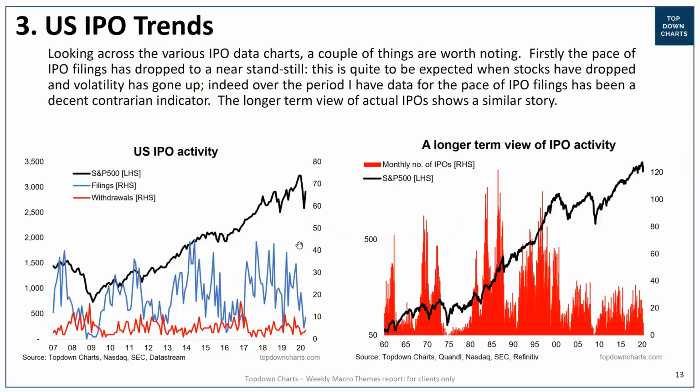What I've got on the left there is IPO filings. So this is monthly filings and withdrawals. And you can see that it's very pro-cyclical with the market. When volatility goes up and markets go down, IPO volume tends to drop off. And also, when the valuations are getting up there and people are getting excited about the market, obviously that's the time to go and do an IPO.